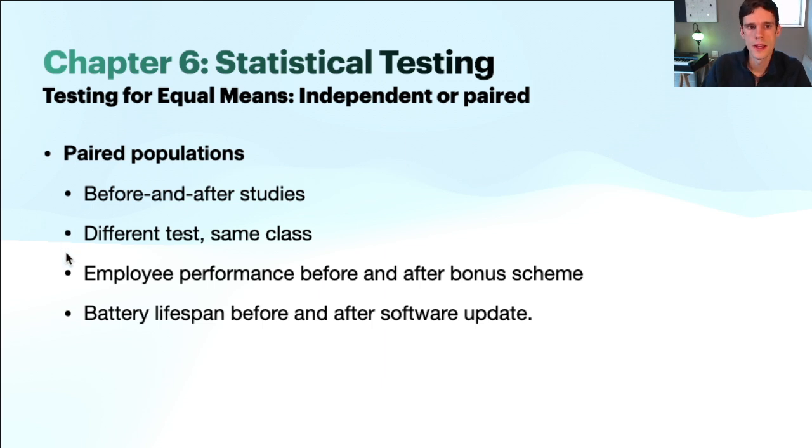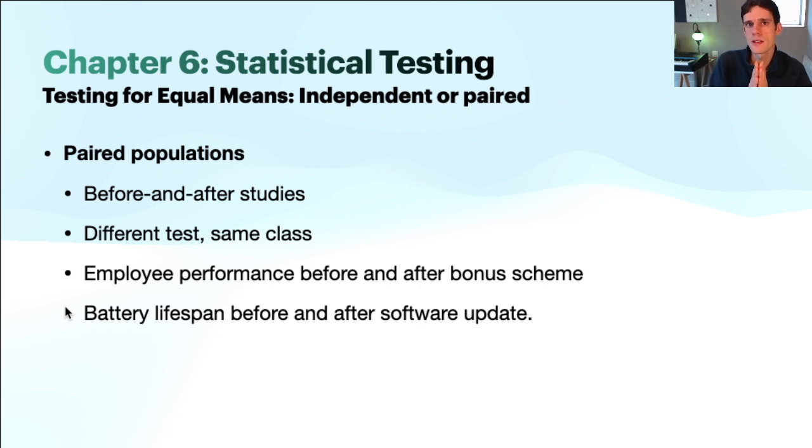Another example is to look at employee performance before and after a bonus scheme. So we again have two data sets, employee performance before the scheme and employee performance after the scheme. So two data sets, but they are not independent. They are paired because the underlying test subjects are the same. Now we don't have to work with people. For instance, we can look at the battery lifespan before and after a software update. Now, why is this paired?